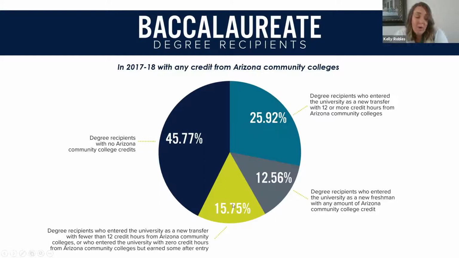The big point that I want people to get out of this slide is that the community colleges are a huge part of baccalaureate degree completion at the universities. More than half of all bachelor's degrees at ASU, NAU, and U of A have some type of Arizona community college credit in them. Many faculty, many administrators, many people at university campuses may not even be aware because they're not identified as transfer students. These are transfer students. These are other students that have transfer credit.